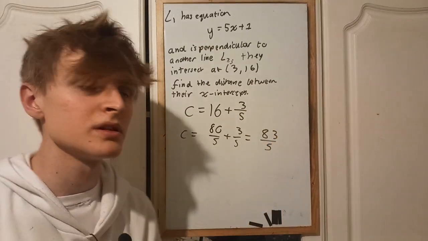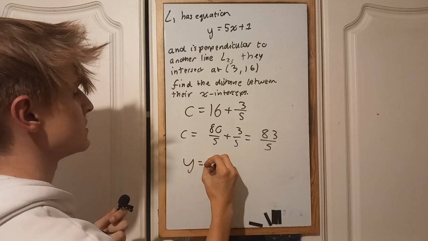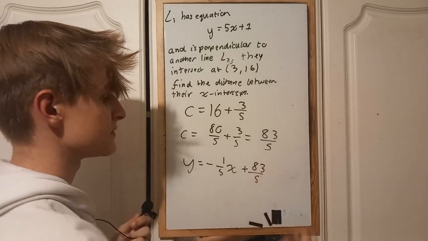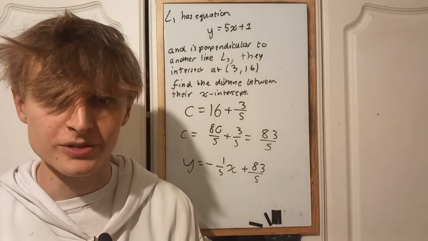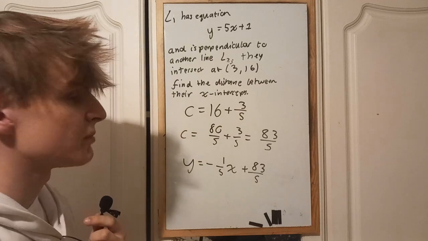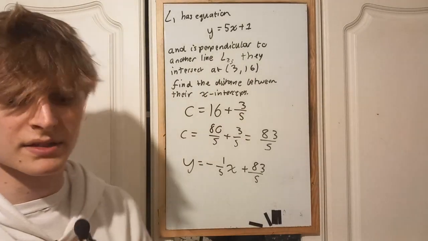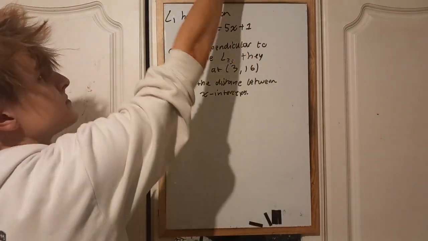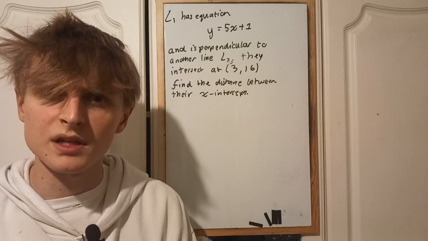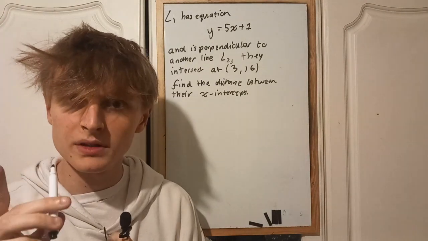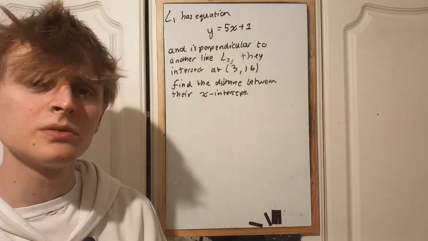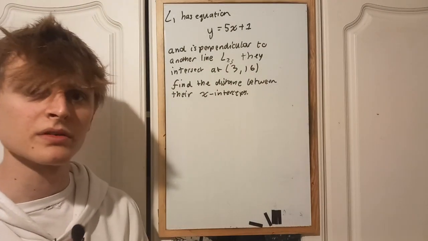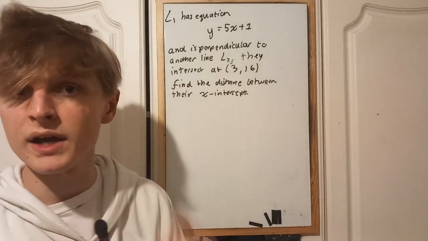Brilliant, so now we can write the equation of L2 as y equals negative 1 over 5 x plus 83 over 5. That is a horrible, horrible equation. But anyway, now we know the equations of both lines, and so we can solve for their x-intercepts. Whew. Anyway, how do we solve for the x-intercepts though? Well, we know that at the point of x-intercept, the y-coordinate at both of those points must equal 0. So all we need to do is take the equations of both lines, set y equal to 0, and find out what x has to be.